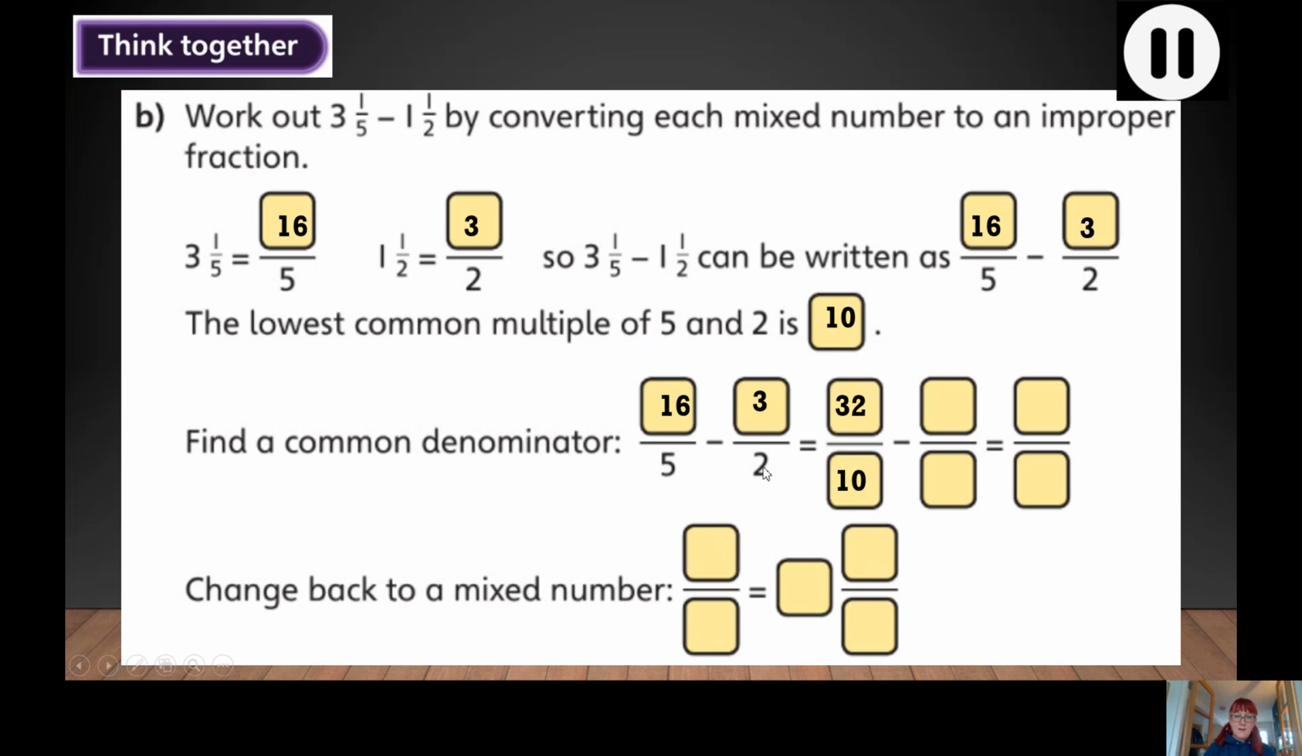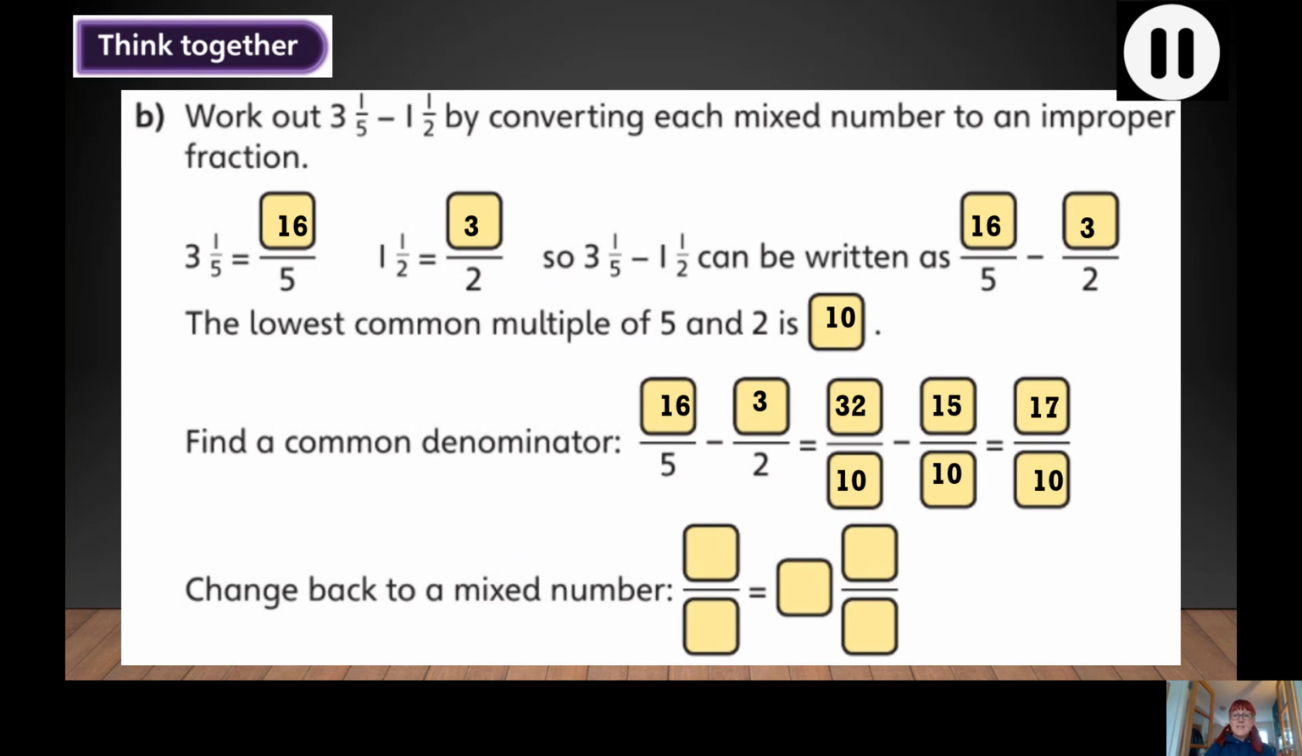What about 3/2? Well, okay, we need to multiply the 2 by 5 to give us 10, the denominator, and what you do to the bottom, you do to the top. So 3 times 5 is 15. And now we're left with two fractions that we can subtract. The denominators are the same, tick, and we've got a larger and a lesser. So 32 subtract 15 gives us 17/10.